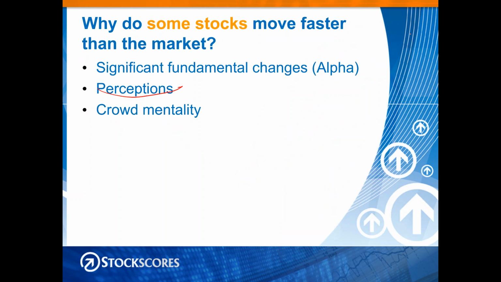Now, in order to get there, we have to understand some basic ways of analyzing stocks. And to really beat the market, if we want to outperform the market, we have to look for those stocks that move faster than the market. We call these alpha stocks. Alpha stocks are those that have significant fundamental change underway, or at least the perception of significant fundamental change.